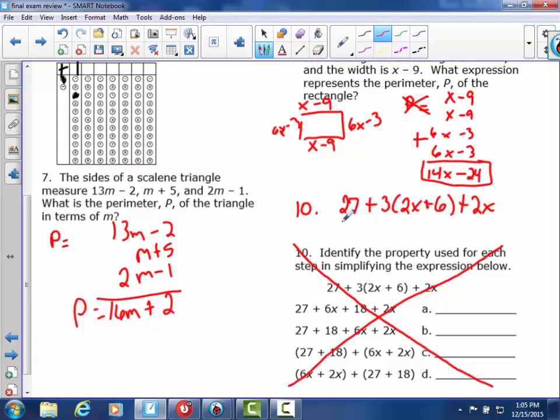Your question 10 should look like the red here, not the one that's pre-printed. We're simplifying the expression, so you want to distribute. So we have 27 plus 6x plus 18 plus 2x. Like terms, 27 and 18, 6x and 2x. 6 plus 2 is 8x. 27 plus 18 is 45.